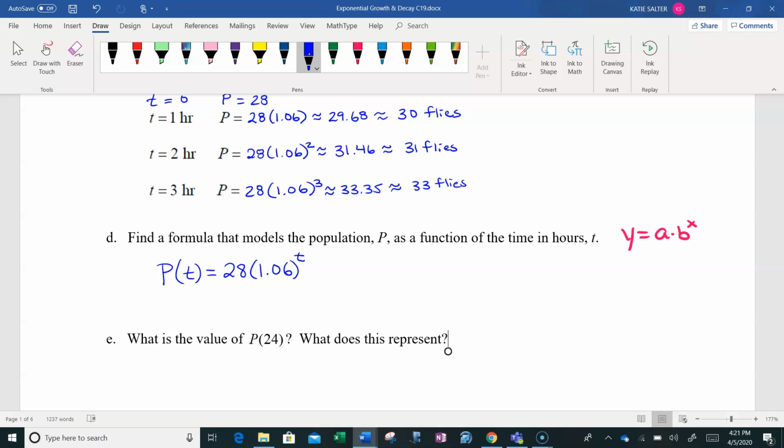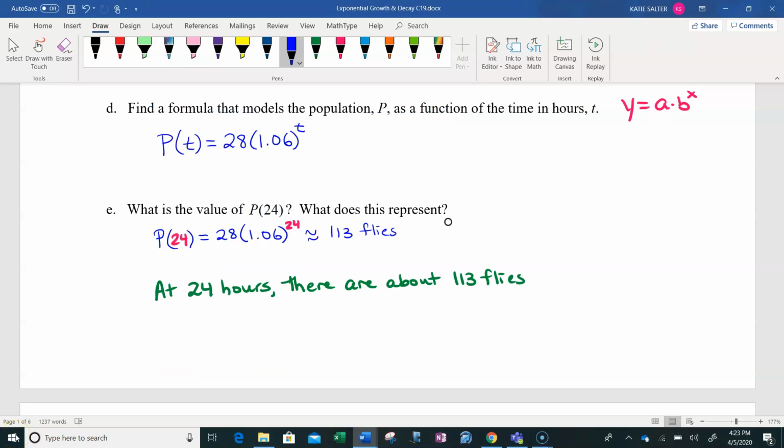What is the value of P of 24, and what does this represent? Well, we substitute 24 into the function we just wrote, and we can do this using our graphing calculator or Desmos. You can go in Desmos and type 28 times 1.06 raised to the 24th power. We would get approximately 113 flies. So what does that mean? Well, folks, 24 hours after this experiment began, there are about 113 flies.